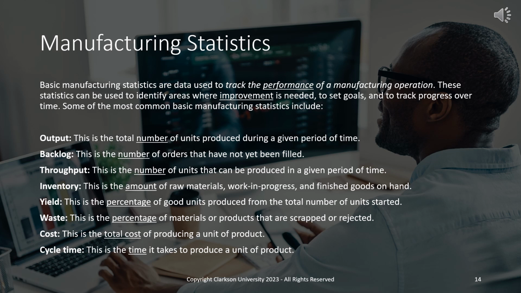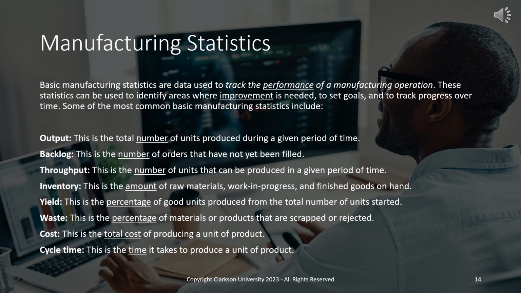Cycle time is sometimes called span. Note that some key statistics like output, backlog, throughput, and inventory simply require count. The simplest statistic of all, the total number of items. For example, inventory is the amount of items on hand, and backlog is the number of orders not yet filled. A high backlog might be a good indicator of demand, but it also might be a sign of a process bottleneck or inefficiency.